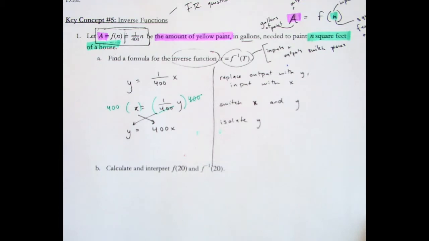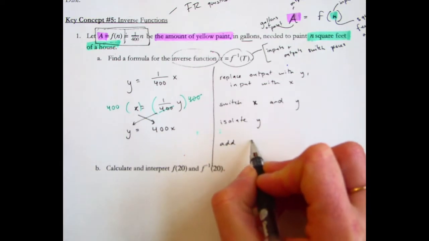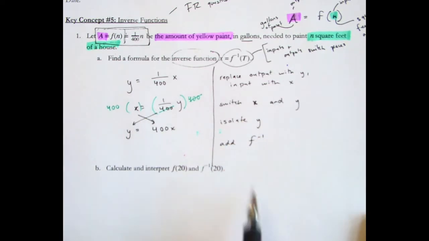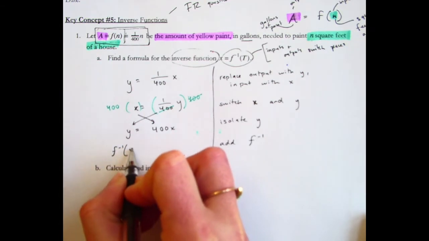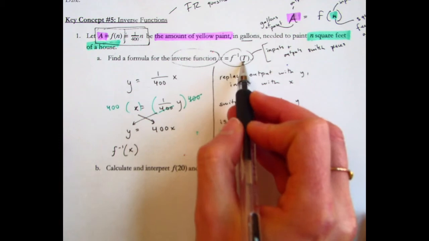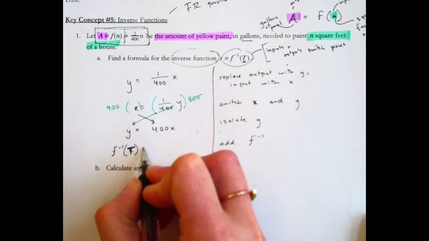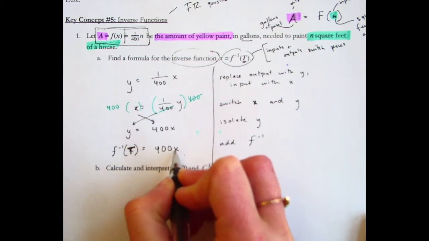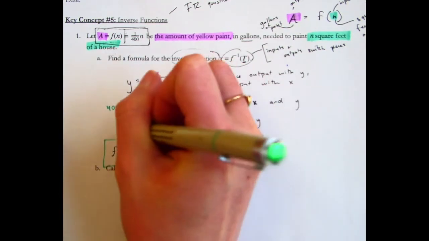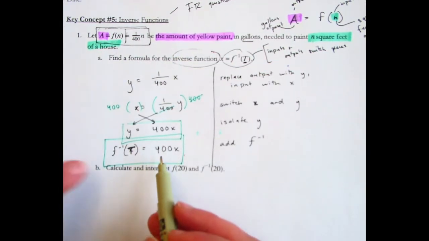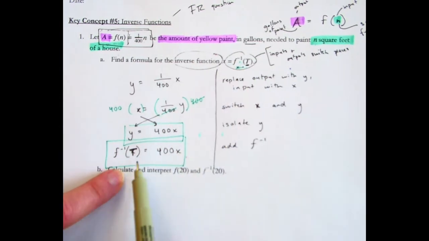Okay, the last step might be to add f negative 1. So instead of y, we could just write this as the inverse. And in this case, they want us to use t equals 400x. And that would be our final answer for the inverse function. I would also accept y equals 400x, but technically since the question asked for the inverse in this notation, it's good to put it in that final notation.